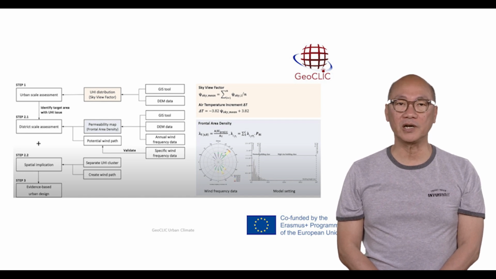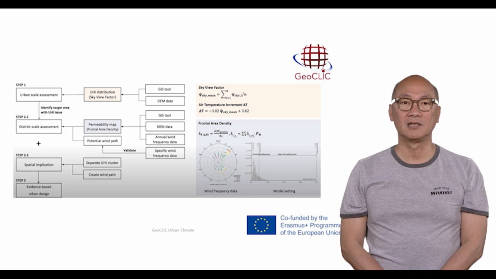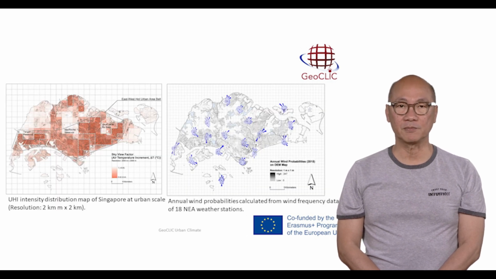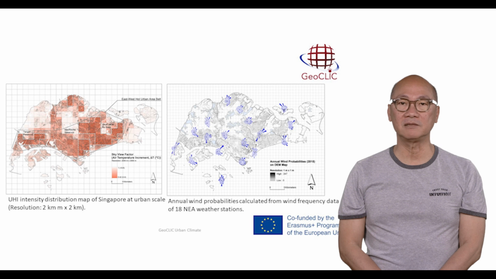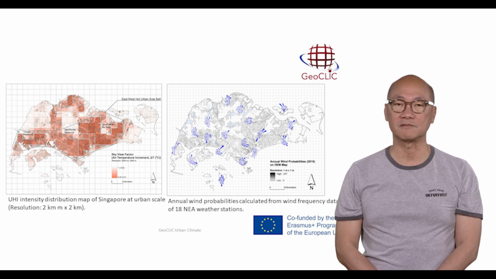The figure of frontal area density at the lower right describes the equation and the wind frequency data. That is the probability of wind based on experience. It is added with height distribution to provide spatial implication. The figure to the left is the hotspots, or the urban heat island map at 2 by 2 kilometers. To the right, the figure shows annual wind probabilities calculated from wind frequency data of 18 weather stations.